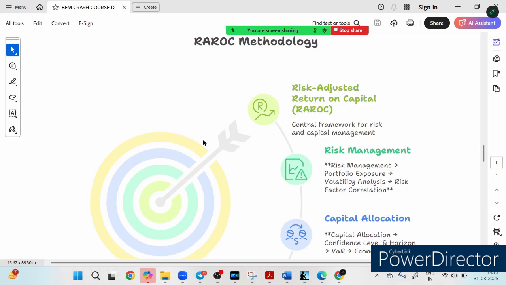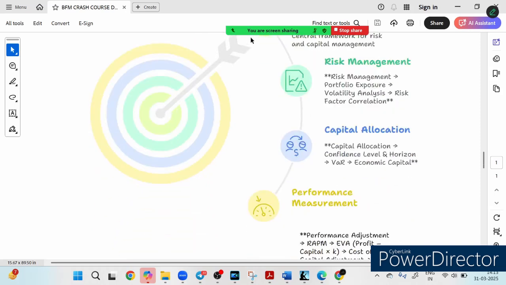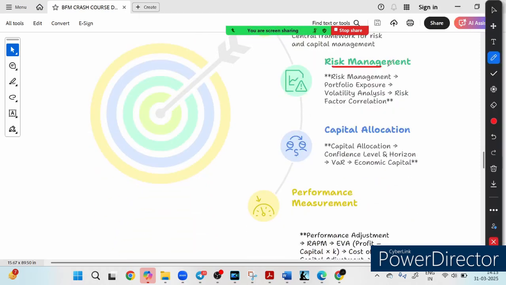Let's break it down into three key pillars. The first pillar of RAROC is risk management. Every investment carries risk, right? From market fluctuation to unexpected events, RAROC helps analyze the portfolio exposure, which means what kind of risk the portfolio is exposed to. Then it helps calculate the volatility analysis and risk factor correlation, to ensure that risks are properly managed before making decisions.